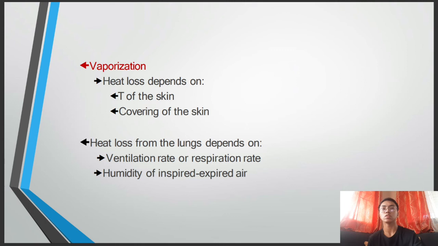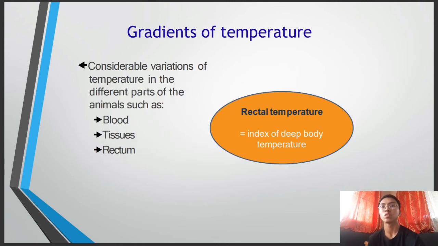So next is gradients of temperature. There is considerable variation of temperature in the different parts of the animal such as blood, tissues, rectum. The gradient of temperature is the rate of change of temperature with displacement in a given direction. So rectal temperature is an index of deep body temperature.